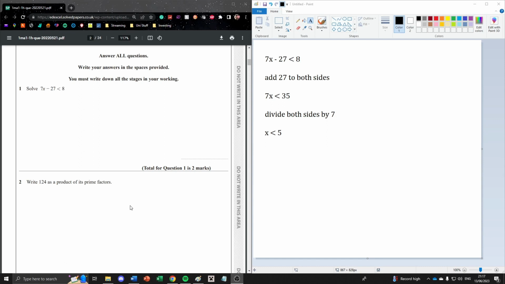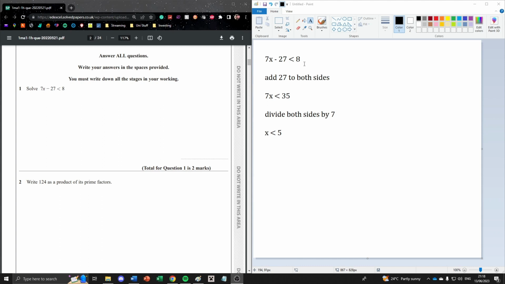So the first question in this paper is about inequalities. These are effectively a slight difference from equations, where rather than saying that two different terms are equal, we're saying that one is larger than the other or one is smaller than the other. So in this case, we have 7x minus 27 is smaller than 8. And in general, we can treat inequalities like equations as long as we remember that there are some slight differences.